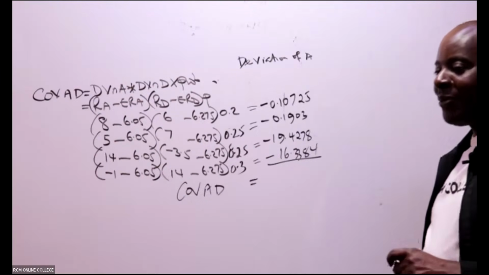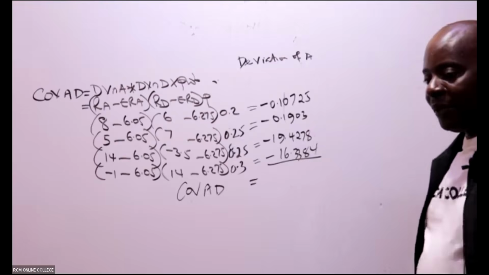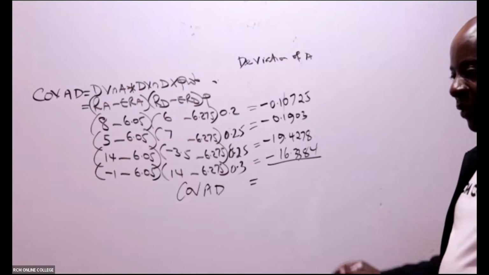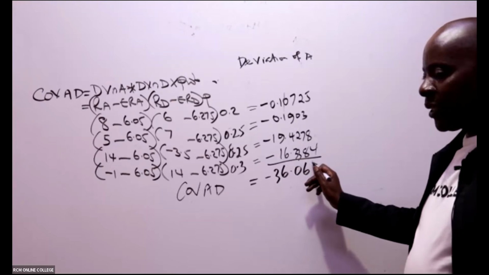So is there somebody who is able to add up everything for us and give us this covariance between A and D? I'm being given by Mildred. It's negative 36.0606.